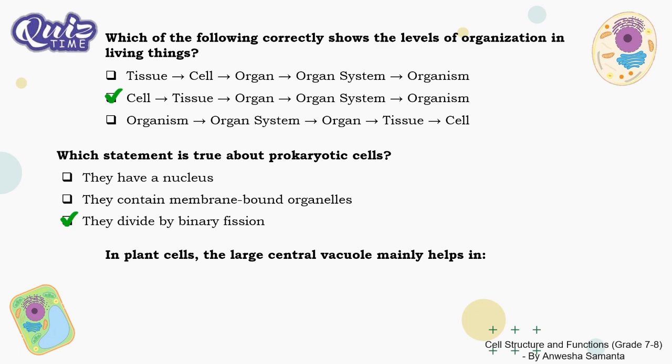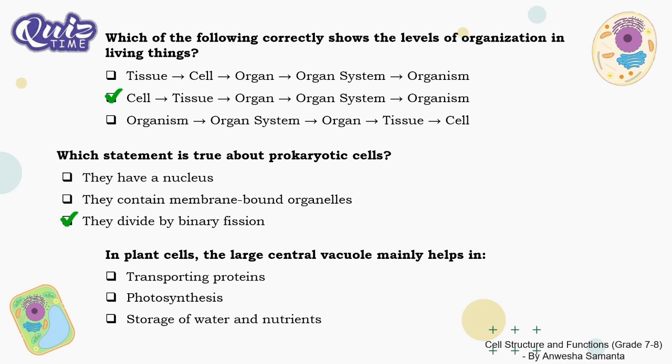Next question. In plant cells, the large central vacuole mainly helps in transporting proteins, photosynthesis, storage of water and nutrients. The correct answer is storage of water and nutrients.